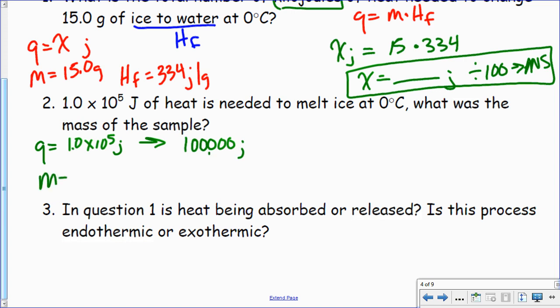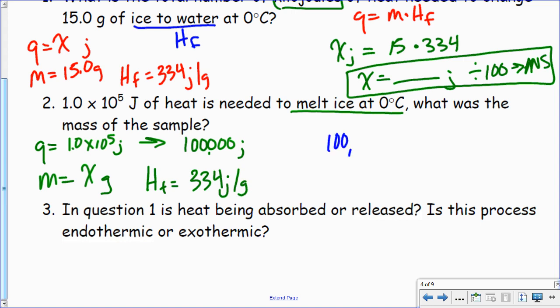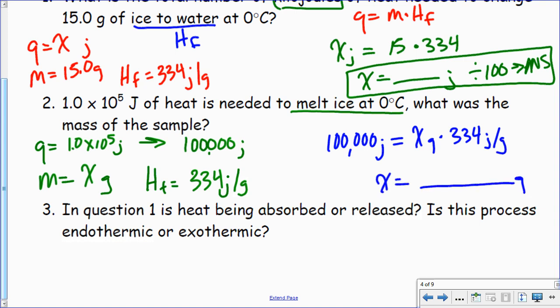M equals, what was the mass of the sample? X grams. And we know HF is what we need to use because we're talking about melting ice. HF equals 334 joules per gram. So we just plug it and chug it. 100,000 joules equals X grams times 334. Solve for X to get the answer. Simple as that. Algebra, people.